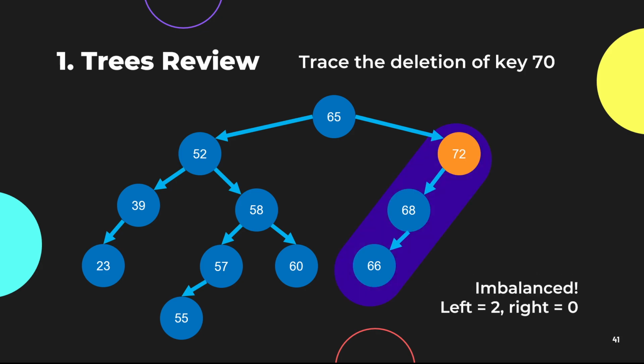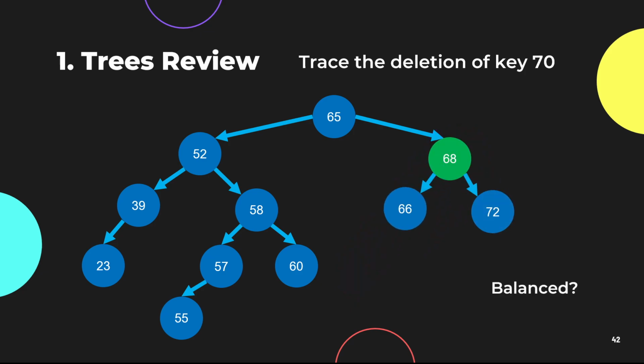Seeing here, you will have an imbalanced AVL tree, where the left subtree has a height of 2 and the right subtree has a height of 0. In this case, we are going to do the right rotate. So instead of swapping with the predecessor, we are going to swap with the successor.